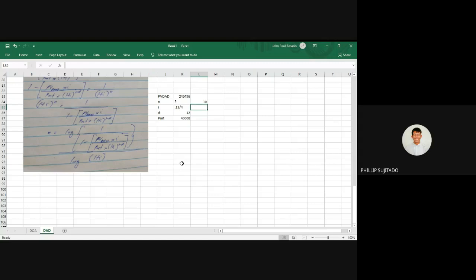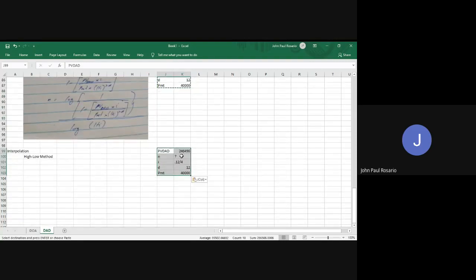Okay, sige. Now, let's move on to solving I. Again, for solving I, we use interpolation through high-low method. Okay, so with this, N is 10, and I is the unknown.